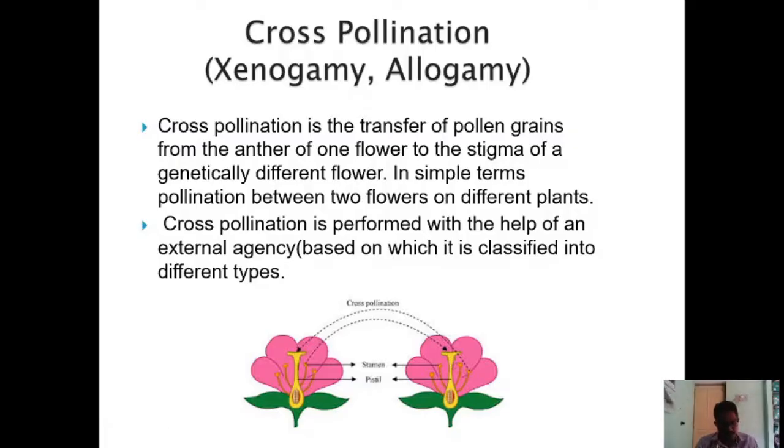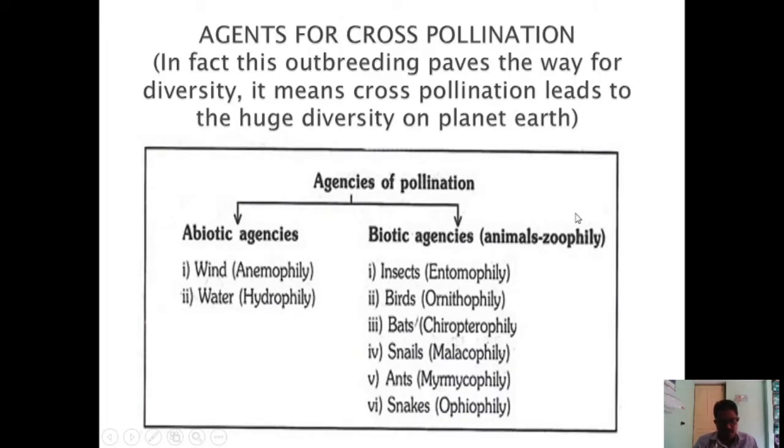Pollination and cross pollination. Now, cross pollination happens between two plants that have a different genetic makeup. This is how we can scientifically define the difference between cross pollination and self pollination. Cross pollination is performed with the help of agencies. As I already told you, it may be either abiotic or biotic agencies. It may be ants, bats, birds. These are biotic agencies, and abiotic agencies like wind and water. Now we'll go into the depths of each one.